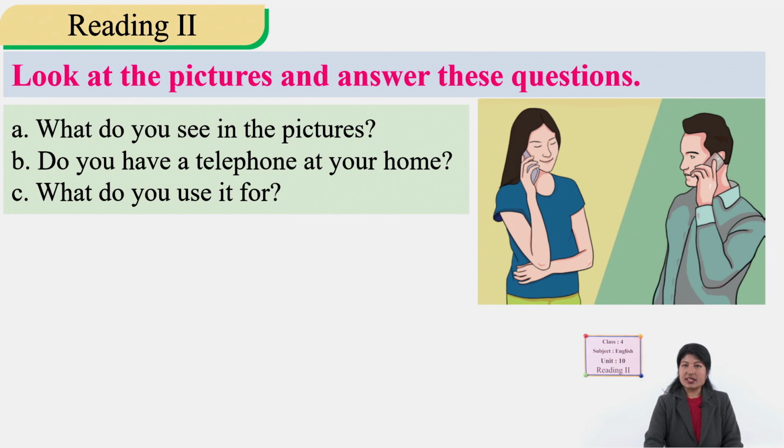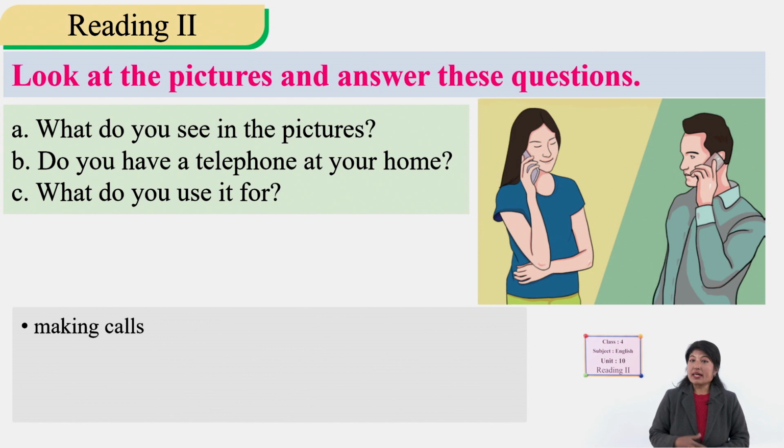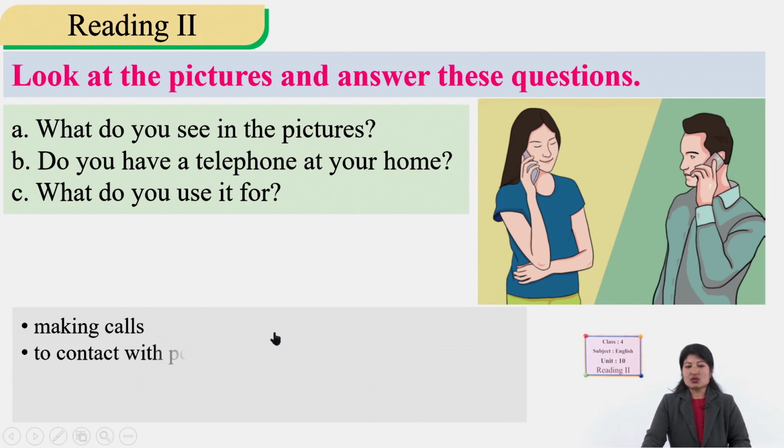Telephone or mobile? Okay, some points. Come on, think up some points. Okay, keep on guessing. Let me give you some points. Making calls, obviously. So we can see these two people talking on a mobile phone. Usually the first work of a mobile phone or telephone is making calls to contact people, our friends, relatives, right? To contact people we use a telephone or mobile phone.